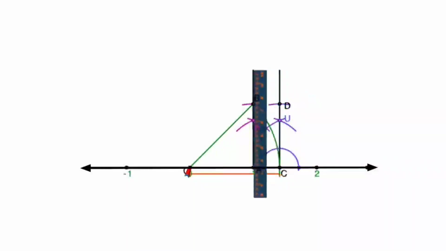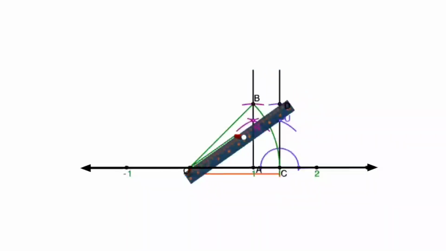I'll be joining OD now with the ruler. And how much will the length of OD be? Since it's a right angle triangle with the sides as root 2 and 1, then the hypotenuse will be equal to the square root of root 2 square plus 1 square, that is 2 plus 1, which is equal to root 3. So this OD will be equal to root 3 units. I have got the length OD equal to root 3 units.